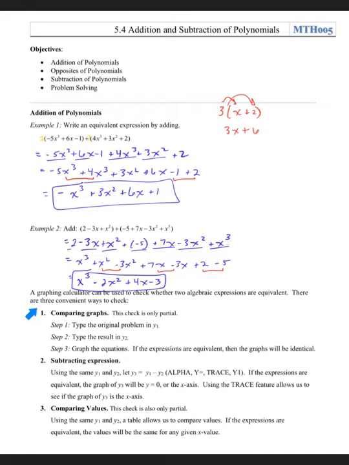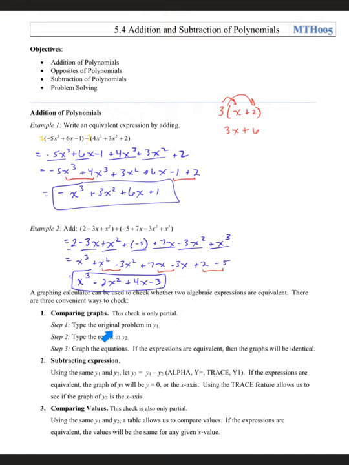Now, all of this at the bottom of the page tells us how we can check to see if we did this right or wrong. You can read through these, but I will quickly outline them for you, and I want you to at least give them a shot with your calculator. Number 1 says comparing graphs. This check is only partial, meaning it doesn't always work. However, for a lot of the stuff that we're doing, this will work well enough. But as you work through your higher classes, this might not work.